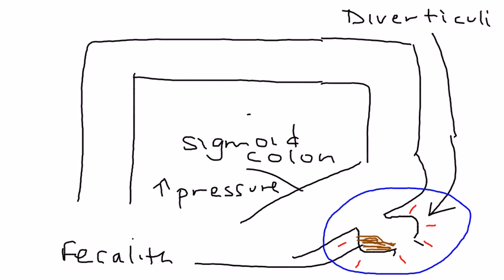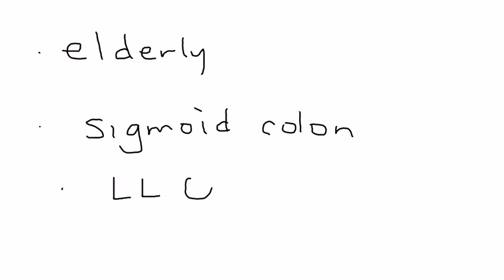Most commonly in the elderly population, most commonly in the sigmoid colon, which on physical exam would be left lower quadrant. Very important to remember that. So let's get started. Basically, a little bit of tidbits about diverticulitis. Elderly population, most commonly sigmoid colon, and left lower quadrant. These are some of the very key aspects of the clinical vignettes that you will see.